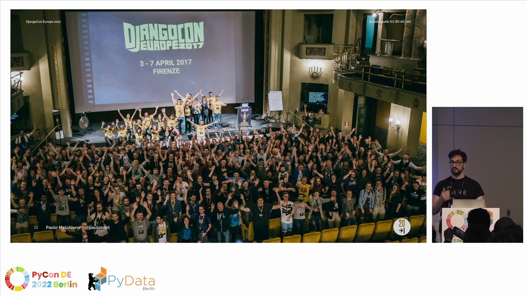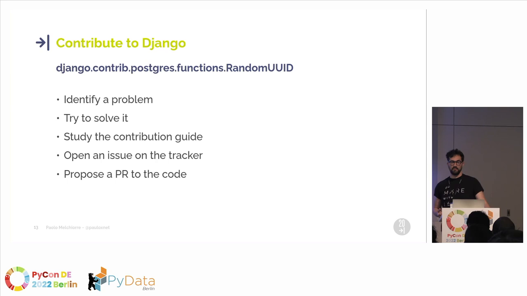The first act of real involvement in the community was a contribution to the Django code. In a project, I had to add a UID field on existing models. I tried to add a Postgres function in Django to quickly generate random UIDs. After verifying the validity of the solution, I studied the contribution guidelines to Django.